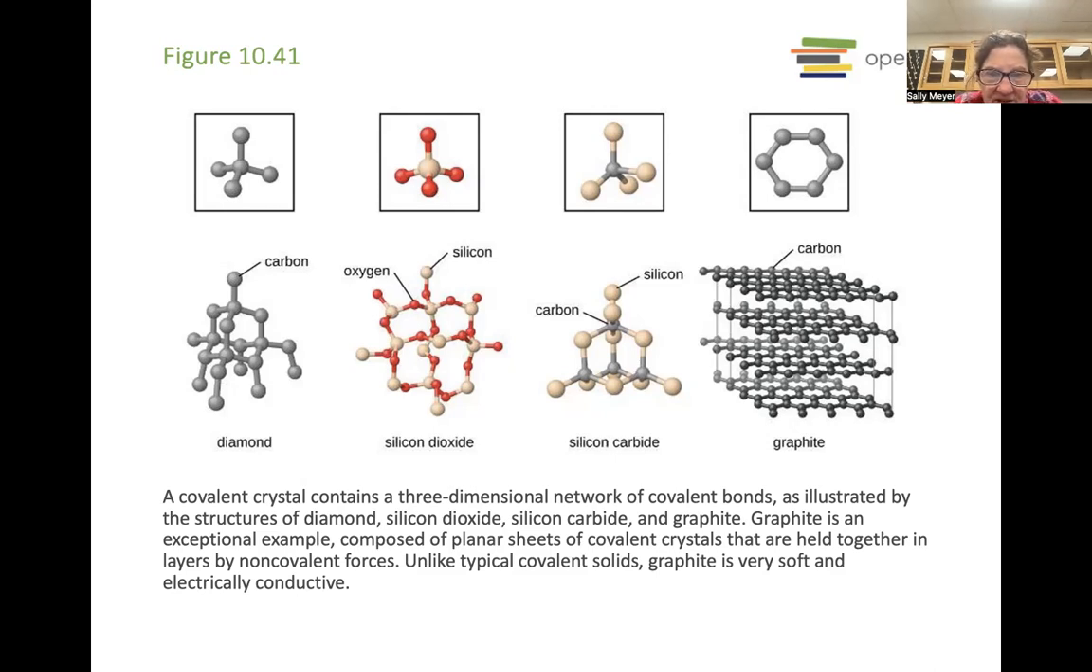The other two in the middle are samples. We already looked at silicon dioxide, which is sand, and then carbon or silicon carbide has also the network covalent structure. So network covalent means that your system is really a large covalent molecule. It's not a whole bunch of small covalent molecules held together by intermolecular forces.